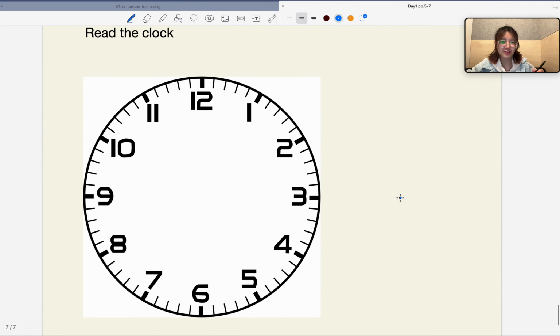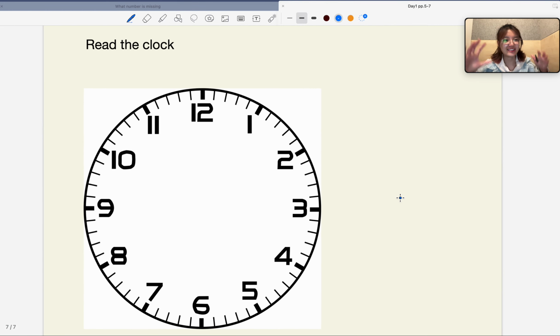Okay. Now everyone, I'd like to lead you to take a look at the clock. Do you know how to read the clock? Have you ever seen the clock at your home in your daily life? Yeah, I think we are really familiar with the clock, right? On the clock, what can you see? We can see lots of numbers from 1 to 12.